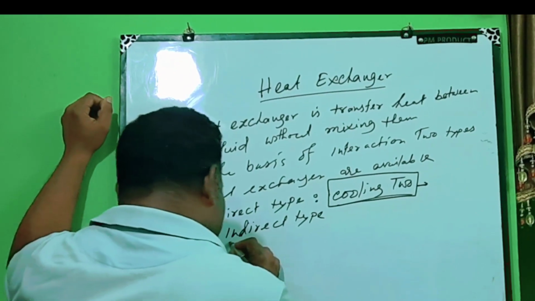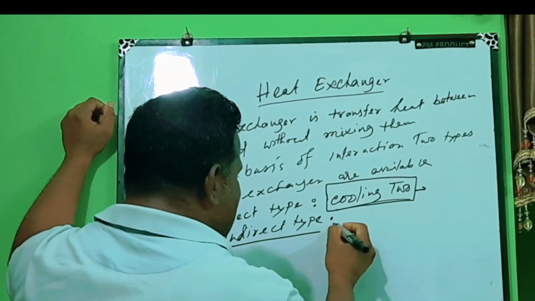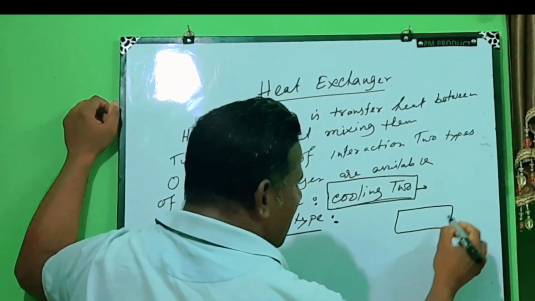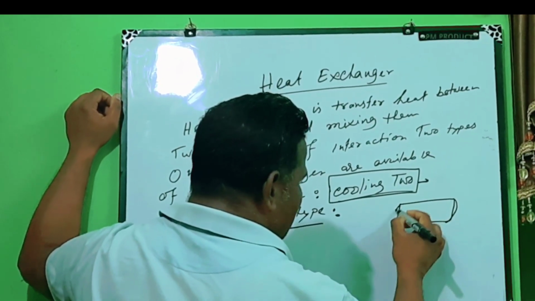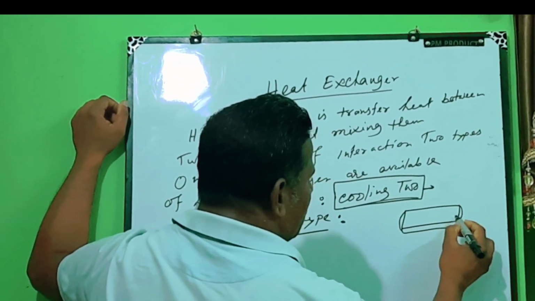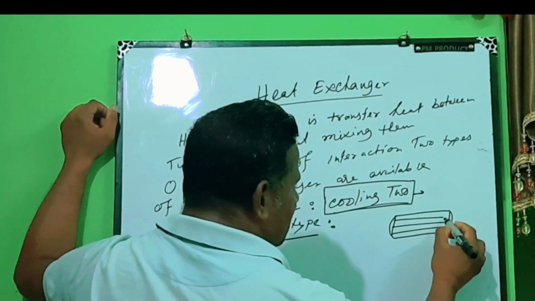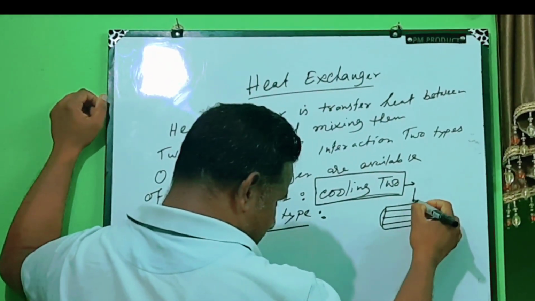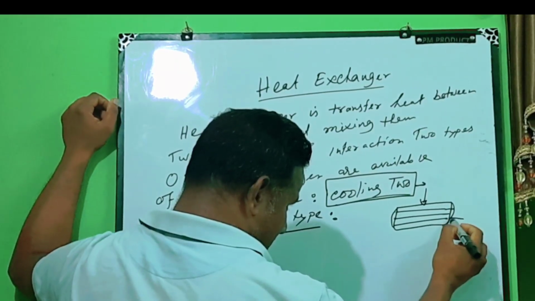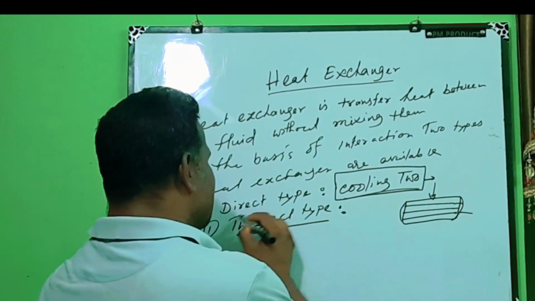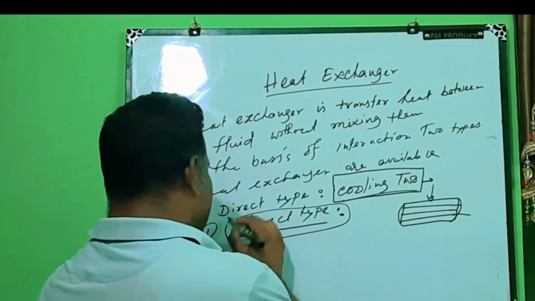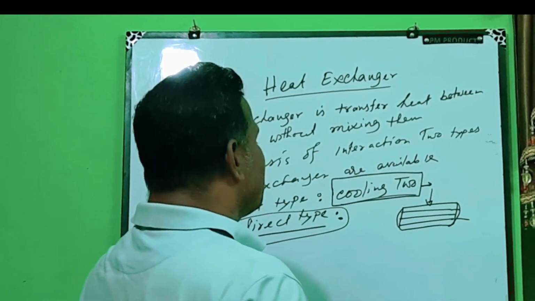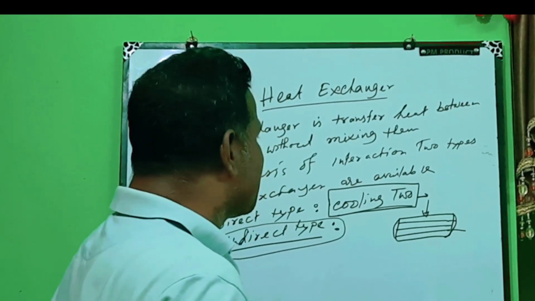So as an example, the cooling tower is called a direct type heat exchanger. And for the indirect type heat exchanger, you can think of the shell and tube heat exchanger. You have seen the condenser. In the condenser, tubes are available. On the tube side one type of fluid, and on the outside another fluid. On this side one fluid and on the tube side water. This is called an indirect type heat exchanger. Other heat exchangers are also available, like parallel flow and counter flow heat exchangers.